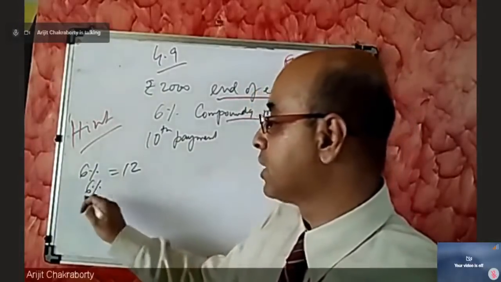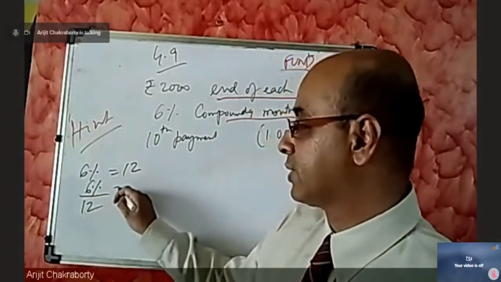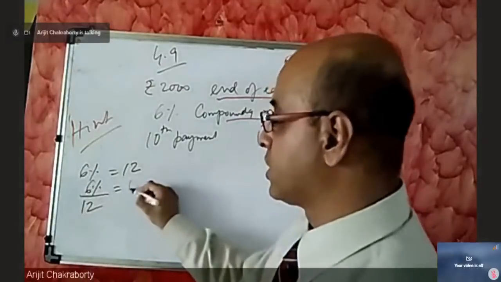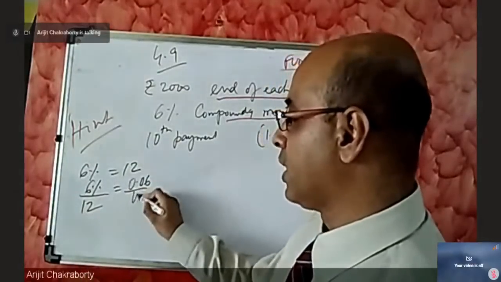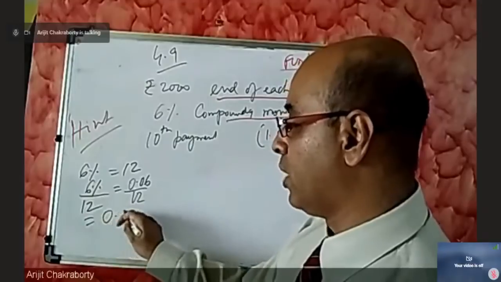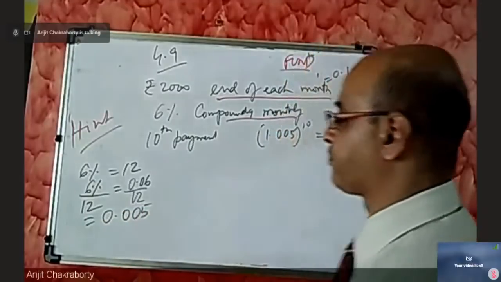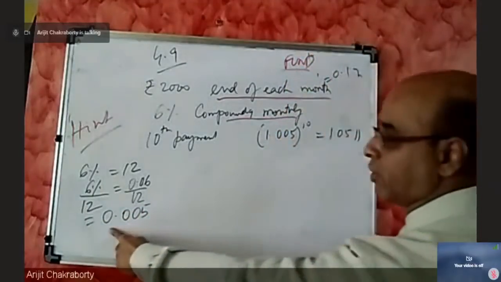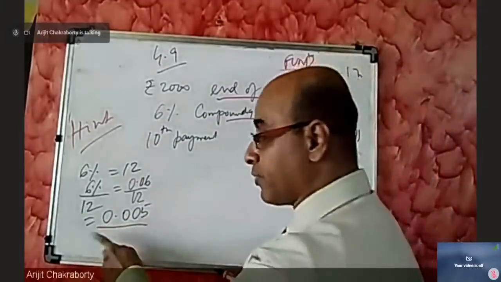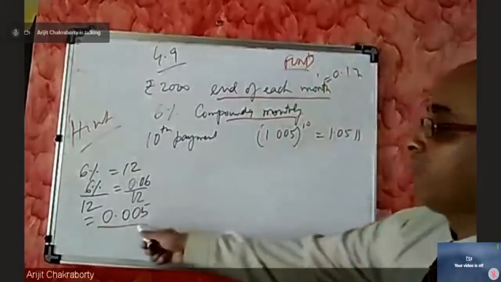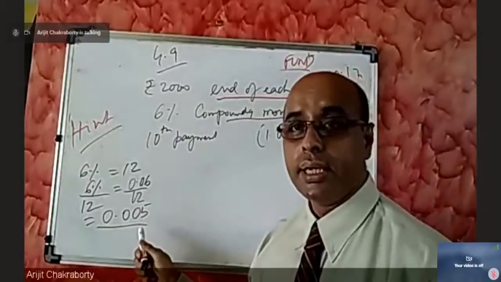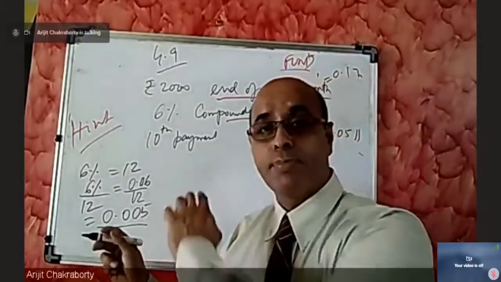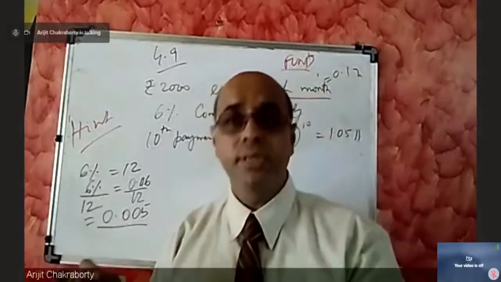So, it is 6% by 12. So, if you simplify, 6% is 0.06. Divided by 12, you get 0.005. Be very careful. 0.005. This is the monthly interest. Because it is compounded monthly, you have to be very careful with this. It's an exam question. So please pay attention and please note the different steps.